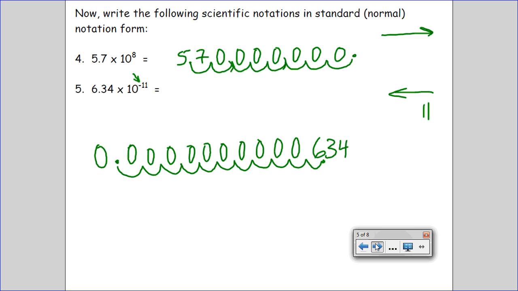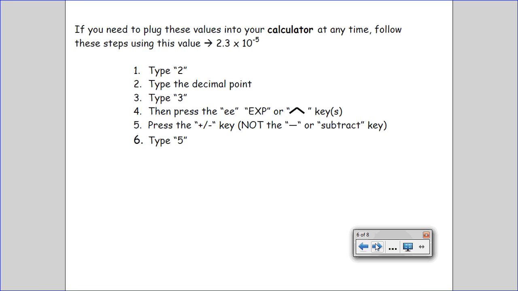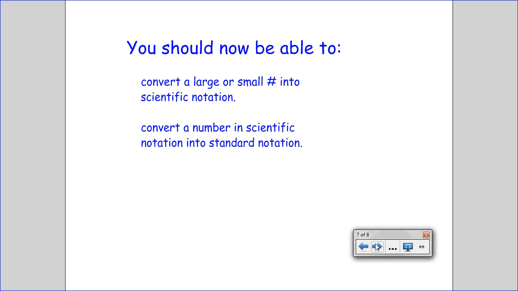So in conclusion, at this point, there's a little tip on how to put this into a calculator if you need to. All calculators nowadays are capable of doing scientific notation, especially if you have a smartphone. You just tilt it sideways usually and you get the expanded keyboard. That's how you put it into a calculator using the caret key or the EXP key. We won't be having to do that too often in chemistry class, though. So now you should be able to convert a large or small number into scientific notation and convert a number in scientific notation back into the standard notation.